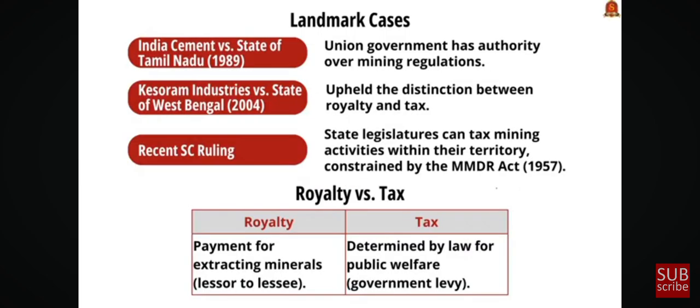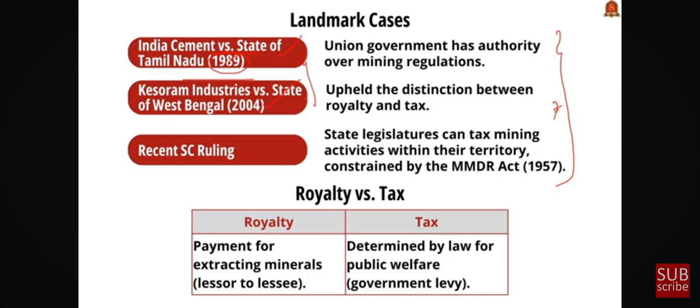So let's begin with the landmark cases that were given with respect to mining regulation in India. The first important case is India Cement versus State of Tamil Nadu, 1989. In this judgment, states only have the power to collect royalties and not impose taxes on mining activities. The Union government has overriding authority over the regulation of mines and mineral development under the 1957 Act. Secondly, Kesoram Industries versus State of Bengal. In this case, the judgment said royalty is a tax, and cess on royalty is a tax. The bench was smaller than the one in the India Cement case, so it was unable to overrule or amend the previous ruling.